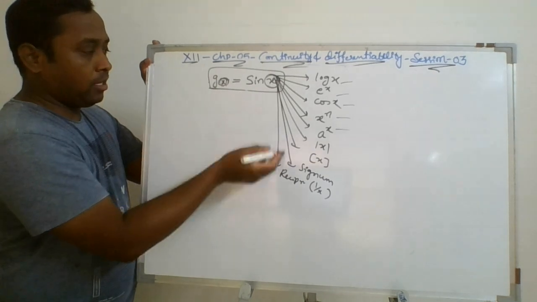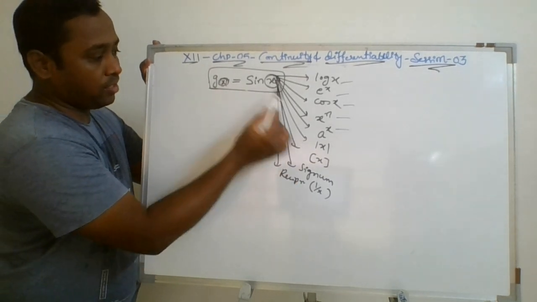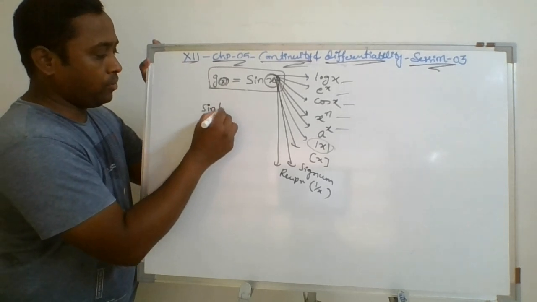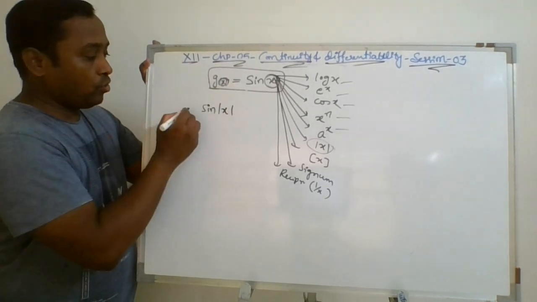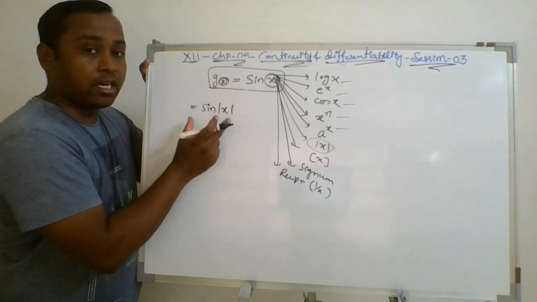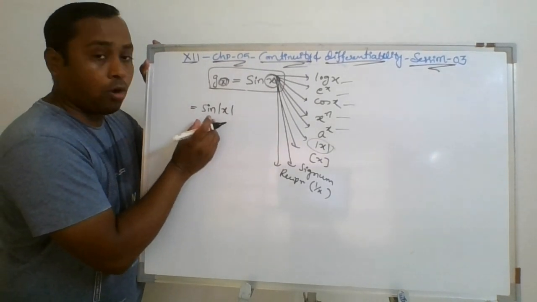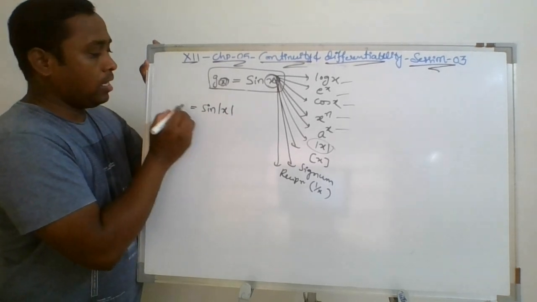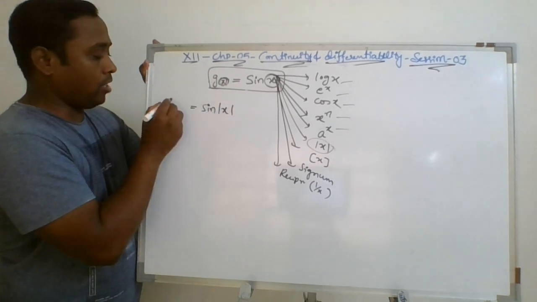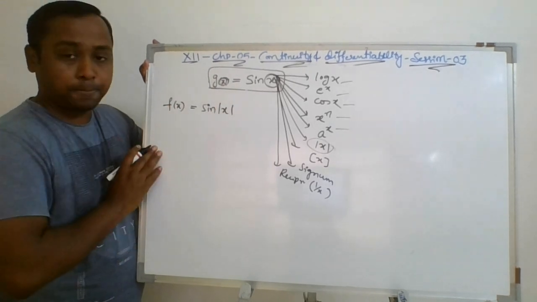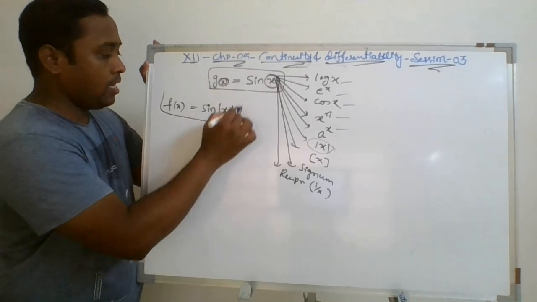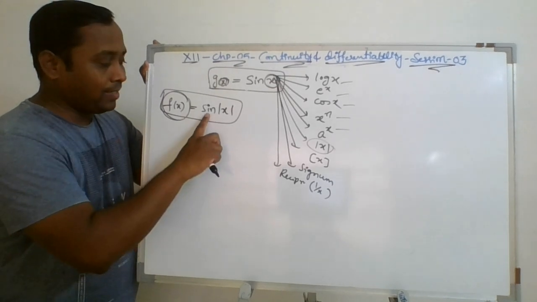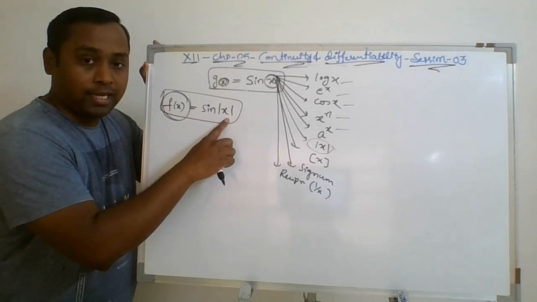So let us say I am replacing this with the modulus function. Ultimately the function now becomes sin of mod x. So this is not the simple sin theta trigonometric function. It is now the composition of a trigonometric function with the modulus function. Now it is not g of x, it is now f of x. So f of x now becomes the composition of two functions, one is sin x, other is modulus x.